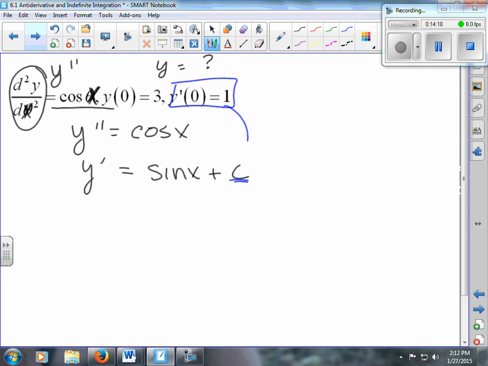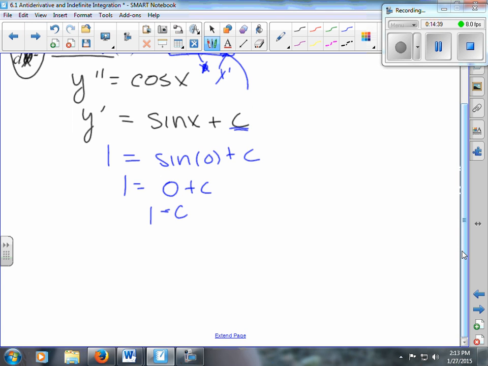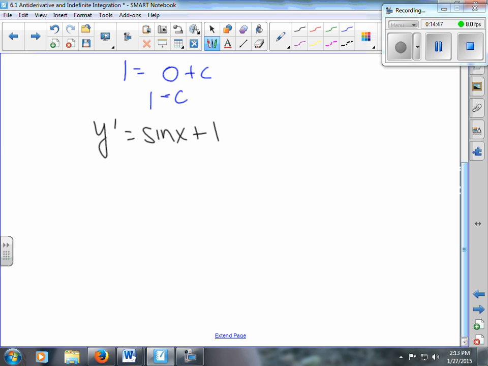So I'm going to plug 0 in for x. So if x is 0, then y prime is 1. So I plug 1 in for y prime and 0 in for x. The sine of 0 is 0. So this tells me that c is 1. So now I know that my first derivative, y prime, is equal to sine of x plus 1. So step 1 is done. Now let's do an antiderivative again so I can get y, not y prime, y. I'm going to do an antiderivative again.